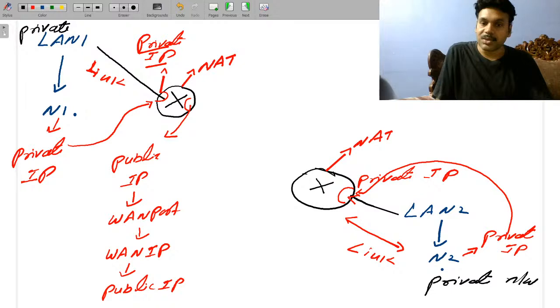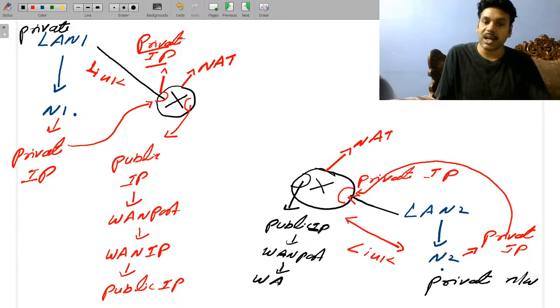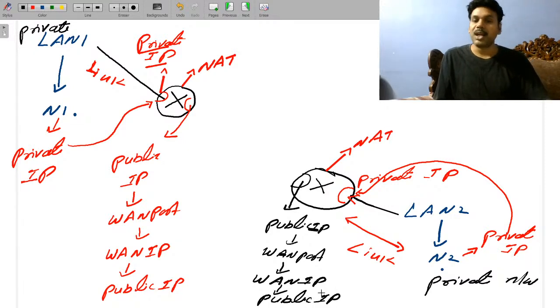So this side is also in the same style. It is also configured with a public IP, as that port is a WAN port, and that WAN port is configured with a WAN IP. And WAN IP is nothing but the internet IP, also called the public IP. I gave you a clue now. So now you tell me friends, who is going to give you the public IP?